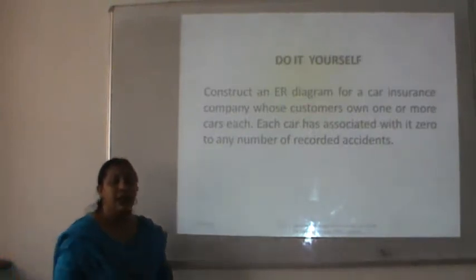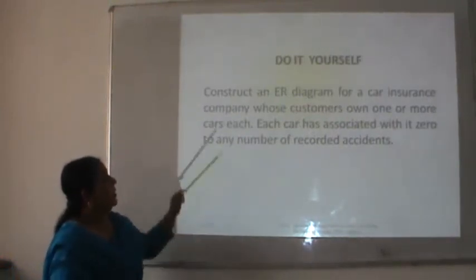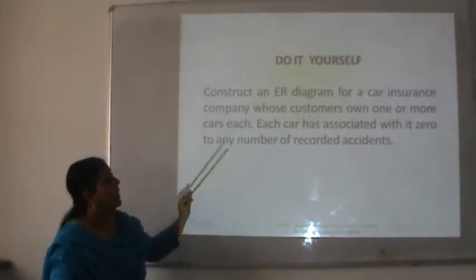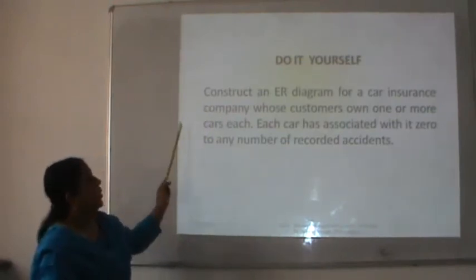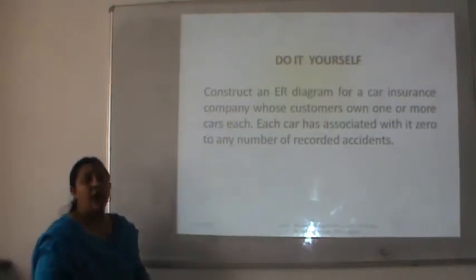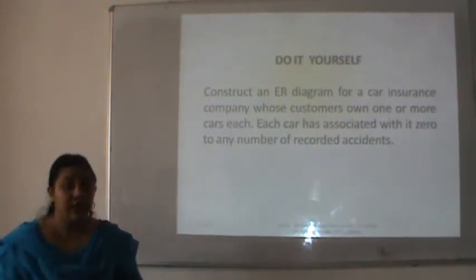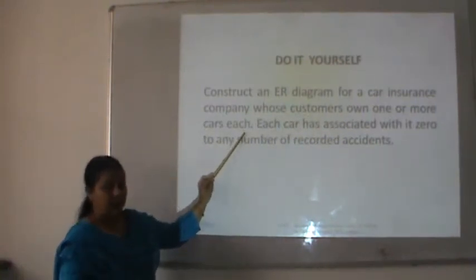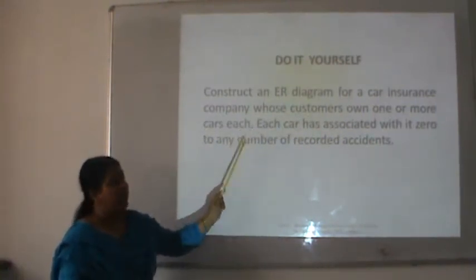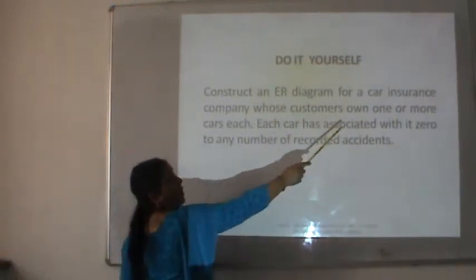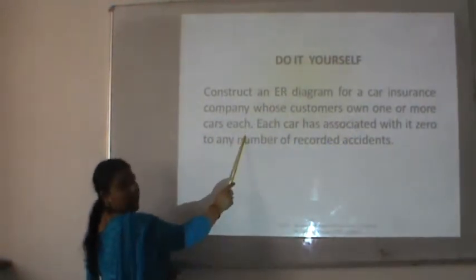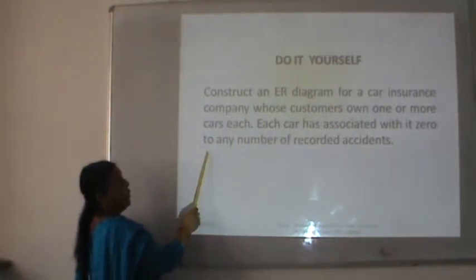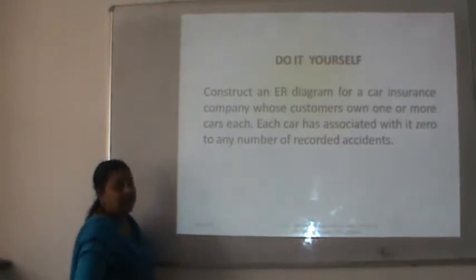Now, this is a small exercise that you can do yourself. Read this carefully and try to identify entities, attributes, and relationships, and draw an ER diagram for this. Construct an ER diagram for a car insurance company whose customers own one or more cars each. Understand very carefully. Customers own one or more cars each. Each car has associated with it zero to any number of recorded accidents.